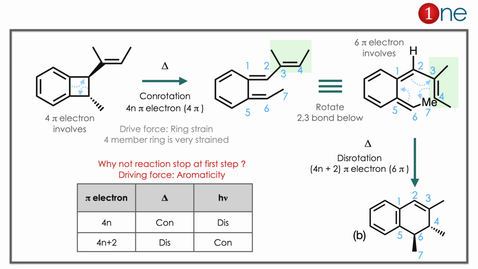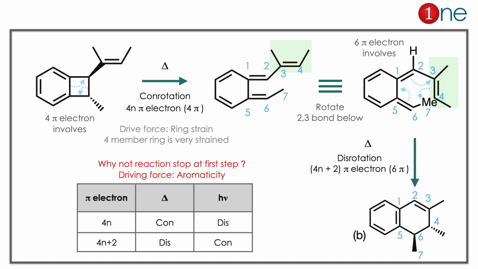But the reaction is not stopped at the first step. The reaction further proceeds. How? Because there is the possibility of aromaticity. So what really happens is the 2,3 bond rotates, and it becomes like benzene, a 6-member ring. Again a thermal reaction happens. This time it's a disrotation because 6 pi electrons are there. So disrotation occurs there. The product is clearly B. So the ring is closed, and you have the product B, in which the 2 methyls are anti to each other.